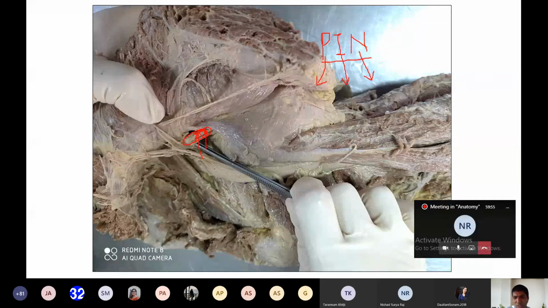So these are the things which we can ask from these regions: front of the thigh, medial side of the thigh, and the gluteal region. Even the lateral side of the thigh we have discussed. Next class, we'll discuss the back of the thigh, and then the remaining part of the lower limb: leg, all the compartments of the leg, foot, as well as joints. Next class will be a revision class for your practical session.